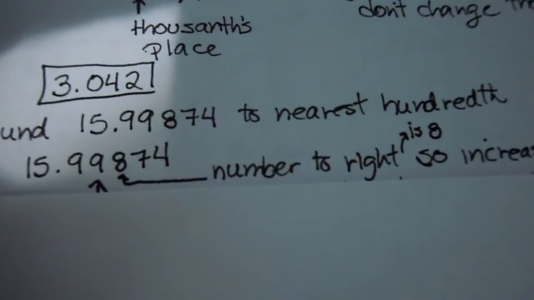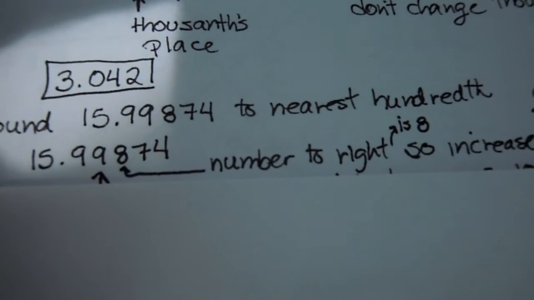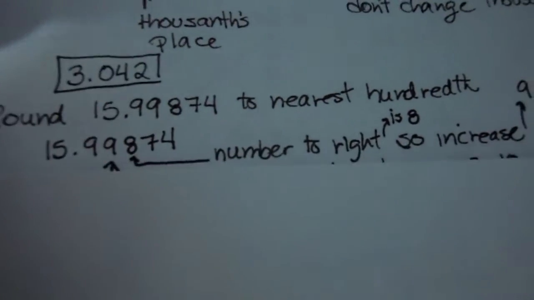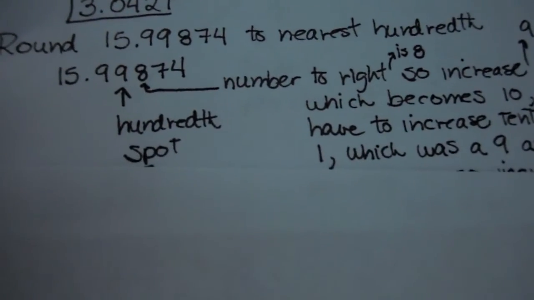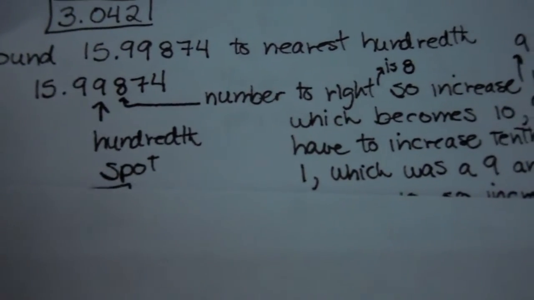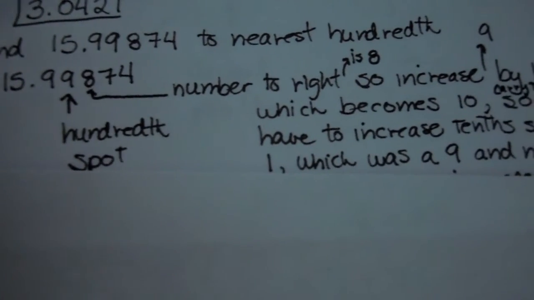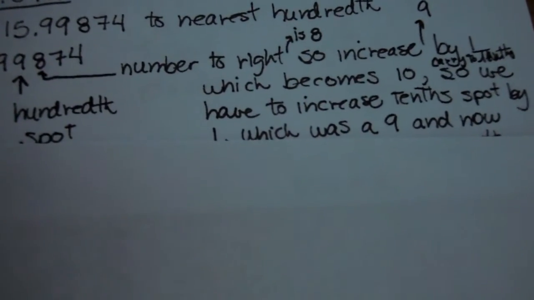Now let's round this number, 15.99874, to the nearest hundredth. So if we're going to round to the nearest hundredth, the hundredth spot is a 9. And we look to the number to the right of it, which is an 8. So that means we're going to increase the 9. But when we increase the 9 by 1, that becomes 10.